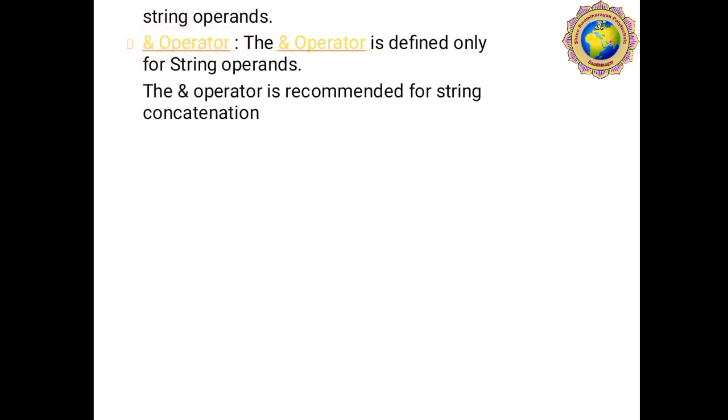The AND operator is defined only for string operands, because concatenation means merging two strings and making one string of data. So we have to use this type of operator, AND. The AND operator is defined only for string operands, and it is recommended for string concatenation.